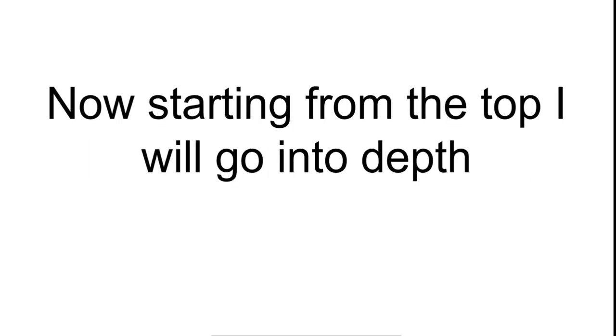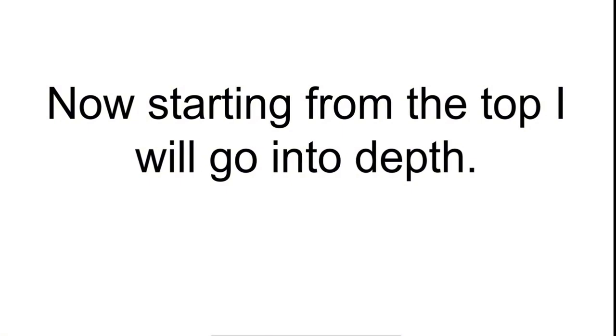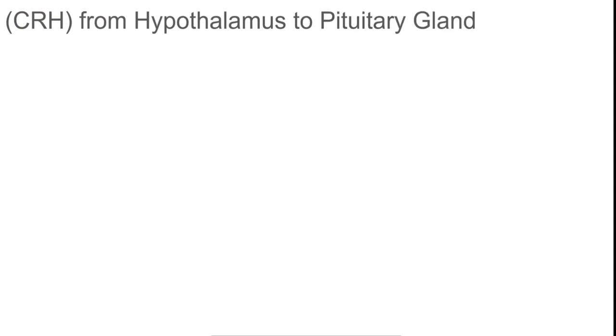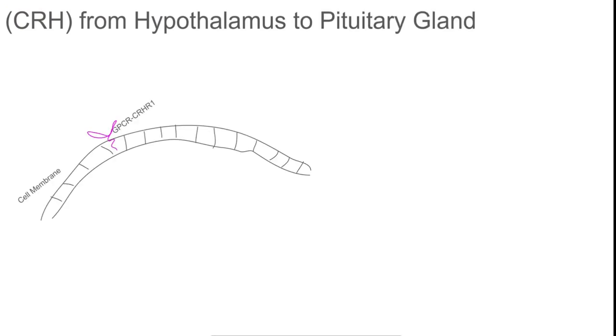And now, starting from the top, I will go into depth. So now I'll be looking on the cellular level at how CRH comes from the hypothalamus to the pituitary gland. So as you can see, there's a G protein coupled receptor, specifically CRHR1, which the ligand CRH comes and attaches to. Once it's attached, this induces a change on the cytoplasmic side, and this activates a G protein, causing it to output GDP and intake GTP.